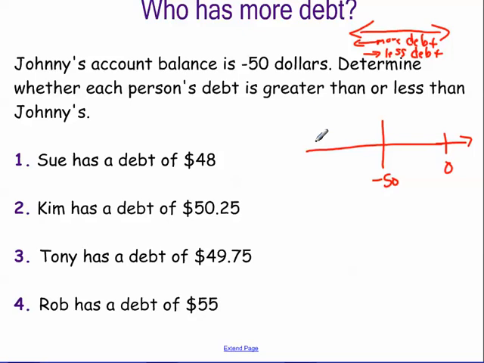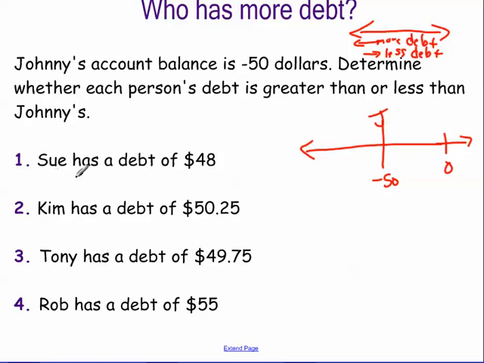Okay, if I'm going by what's up here, if someone goes to the left of Johnny, then that's going to be more debt. That makes sense, doesn't it? If Johnny owes somebody $50, if someone owes 60, that's more debt. Okay, they have more debt than Johnny. But if I go to the right, that means they have less debt.